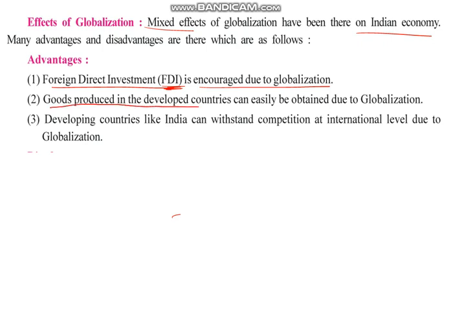Goods produced in developed countries can easily be obtained due to globalization. As I told you, goods produced in developed countries are also available, and that is all due to globalization. Developing countries like India can withstand competition at the international level. Say, India is a developing country, but due to globalization, it also gets the same technology which is used in the developed countries, and that's why it can face the competition at the international level.